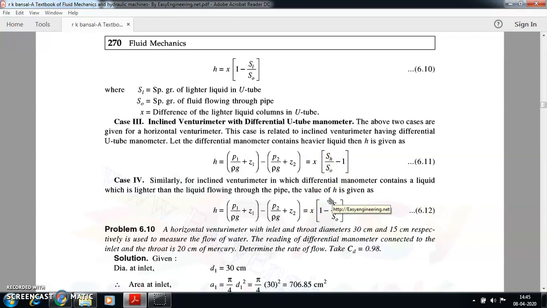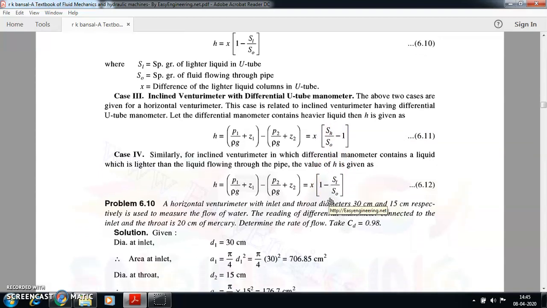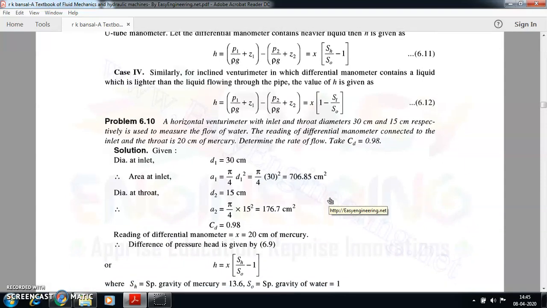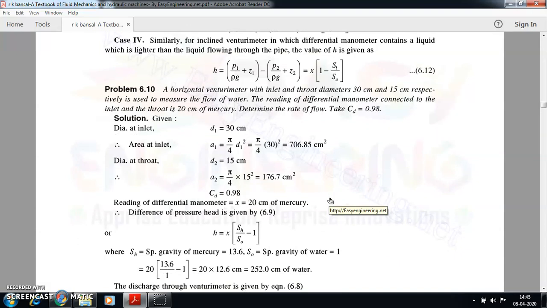Now we will solve one or two problems on venturimeter. Let us take problem number 6.10. We have a horizontal venturimeter. The inlet diameter is given to you, 30 centimeter. Throat diameter is given to you, 15 centimeter. So inlet diameter I will take as D1. Once I know D1, I can find out A1. Find it in centimeter square, then properly convert it into meter square. Next, we have throat diameter, that is D2, 15 centimeter. Find A2, pi by 4 D square. That's how we find the area.